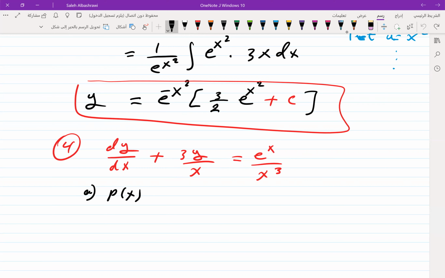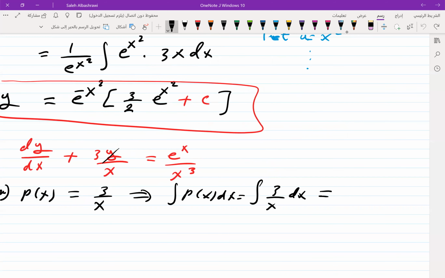This equation is in the general form. So the p of x is the coefficient of y. Just remove y. What is remaining will be p of x. That will be 3 over x. This will give me integration of p of x dx equal to integration of 3 divided by x dx, which is equal to 3 ln of x, or ln of absolute value of x. Just assuming that x is positive. 3 ln of x.